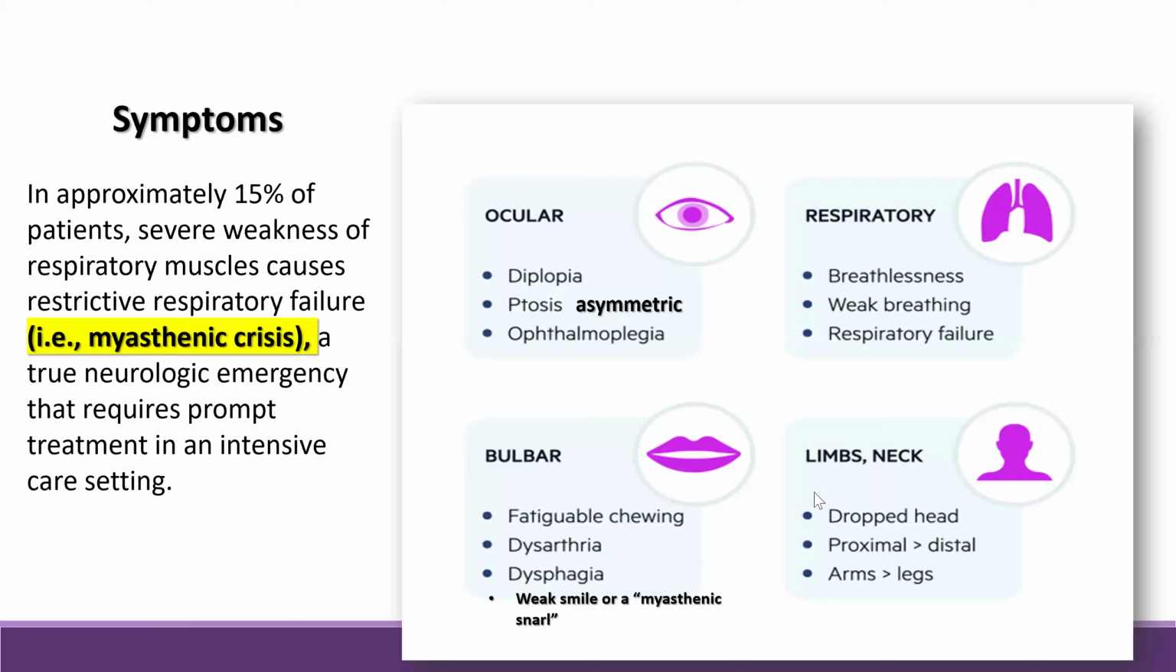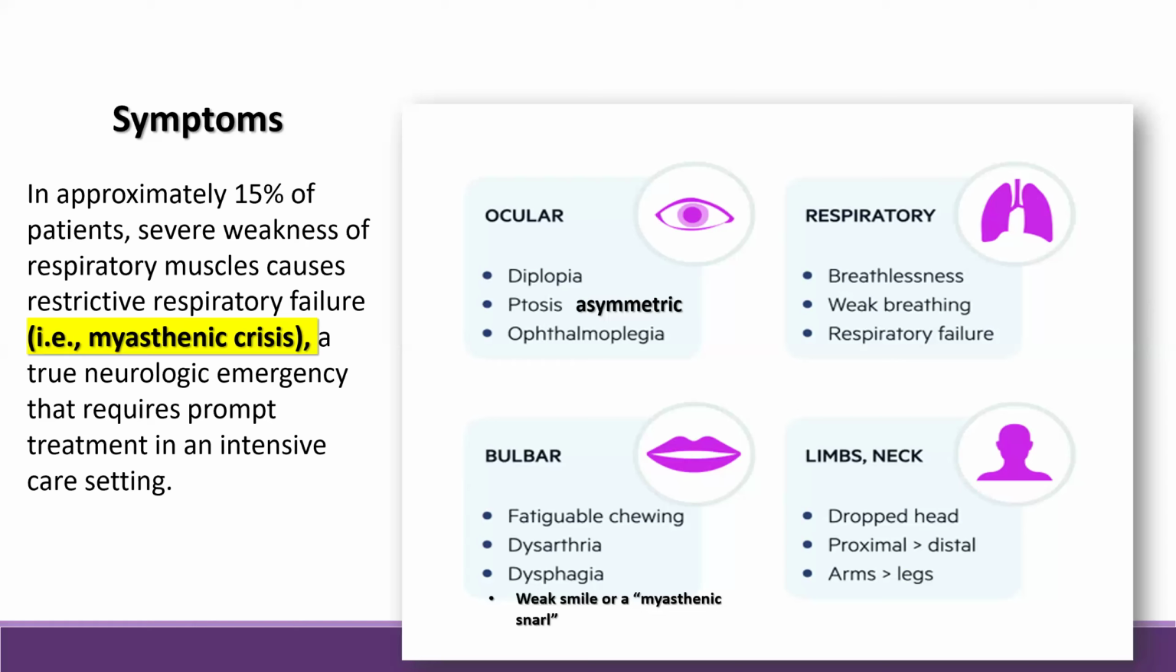So what are the symptoms? The symptoms can be ocular, like double vision or diplopia, ptosis, which is usually asymmetric, ophthalmoplegia, and asymmetrical eye movement. It can be bulbar with fatigable chewing, dysarthria, dysphagia, and we have a weak smile, or what we call myasthenic snarl. We have respiratory symptoms, like breathlessness, weak breathing, respiratory failure, and this is what we consider myasthenic crisis. We have limb and neck weakness, dropped head.